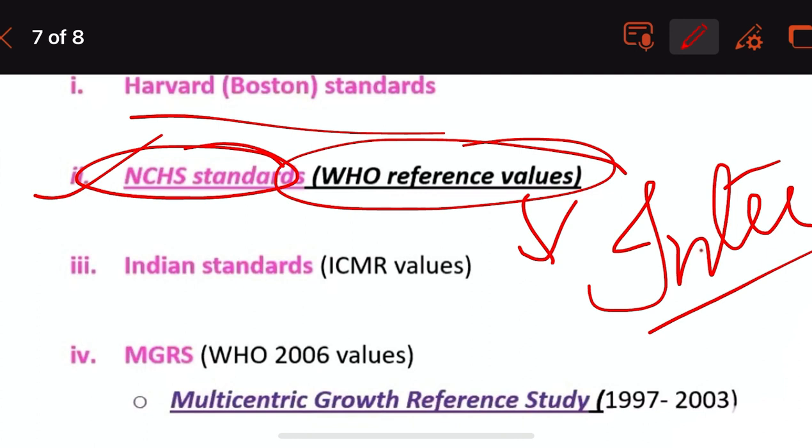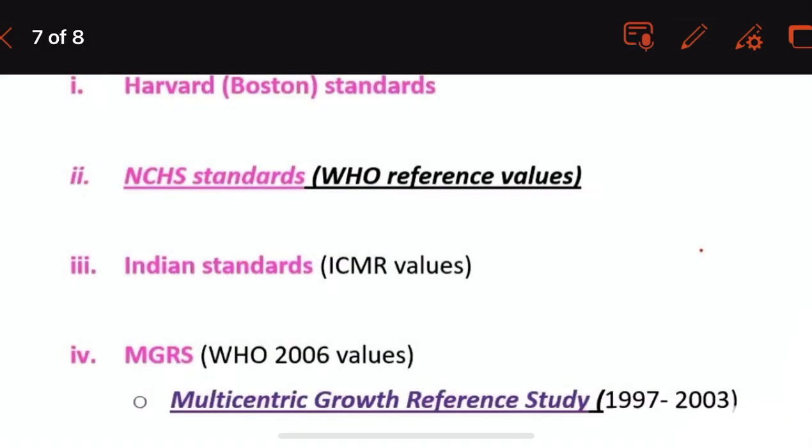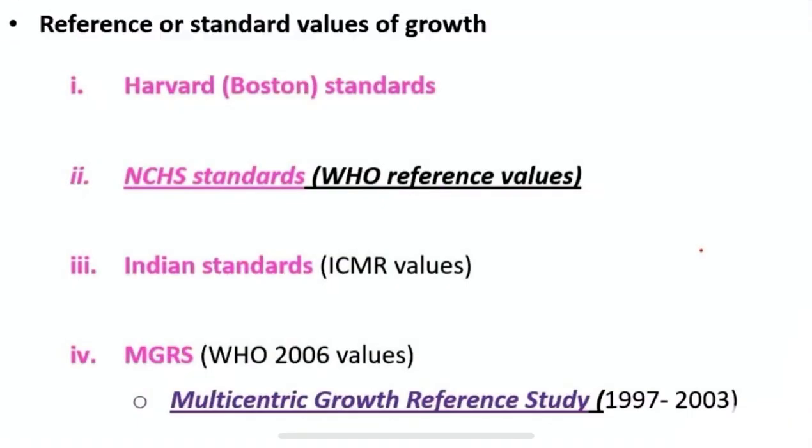Then we have Harvard or Boston standards, and we have no MCQ on it. So these were the reference standards. Are you clear, guys, with these reference standards? Harvard standard, NCHS standard. Regarding the NCHS growth references, it was undertaken by the World Health Organization, and it is recommended for international use. Throughout internationally, we consider the NCHS standard. Then the Indian standards: ICMR values are considered.